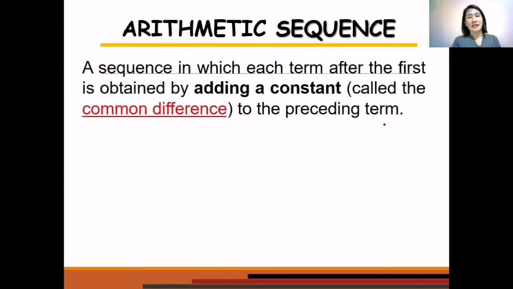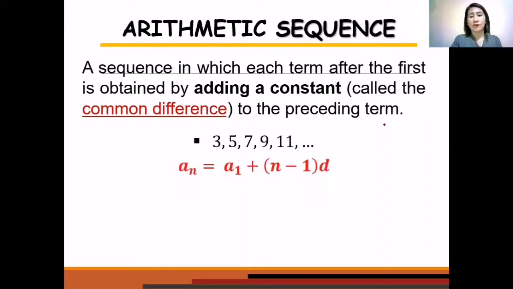So, arithmetic sequence: a sequence in which each term after the first is obtained by adding a constant. That constant number is called the common difference. This common difference is being applied for you to get the succeeding terms. Now, 3, 5, 7, 9, 11 is our first example. If you're going to use the formula a sub n is equal to a sub 1 plus quantity n minus 1 times d, recall that this is the formula for getting the nth term of an arithmetic sequence.